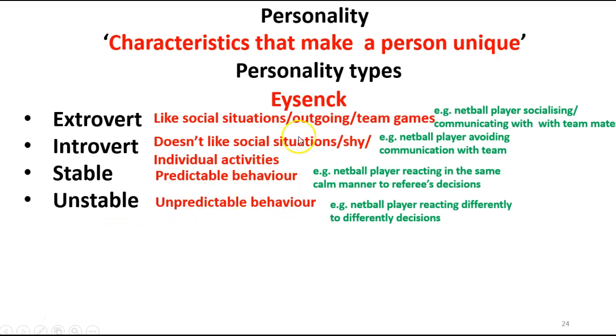Okay, so the next theorist is Durando. Now, Durando proposed there were two types of personality, and they fell under the banner of type A and type B. Now, there are numerous characteristics from each of these, so just try and keep it relatively simple. Let's go for as follows then.